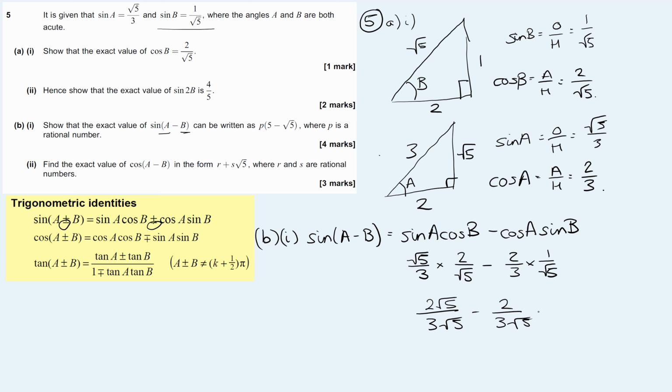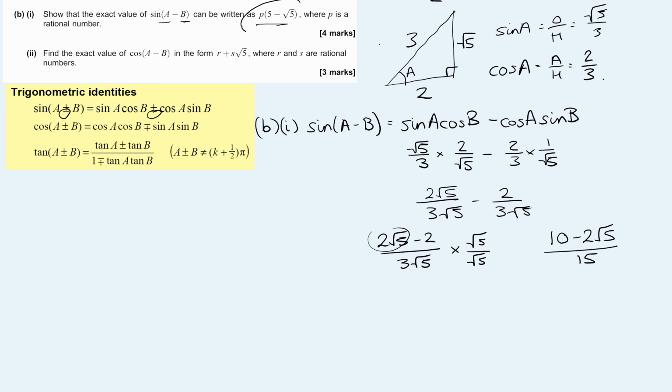Now, we've got a common denominator in here, so let's utilise that. So I've got 2 root 5 minus 2 over 3 root 5. Now, that's obviously not in the right format just yet, so we want to remove the denominator. We're looking for something without a fraction, so let's rationalise. If we times top and bottom by root 5, this term here is going to become 2 times 5, which is 10, minus 2 root 5, and the denominator here is going to become 3 times 5, which is 15. So I'm just going to scroll to give myself a little bit more room here, but we can still see where we're going.